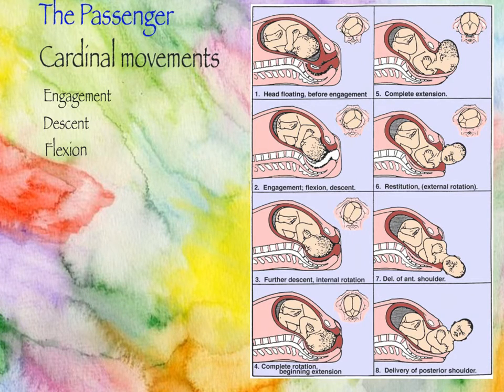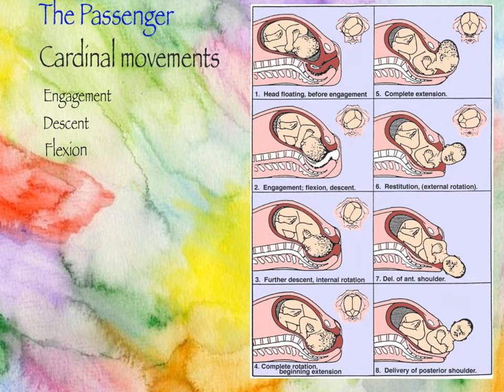hopefully, really tuck that chin under into the chest to maximize the space that they have to get that head out. If they go through with that smallest diameter first and then the biggest diameter, it stretches everything very nicely and makes it easier for the baby to come out. So we have engagement, then descent, then flexion. Okay?